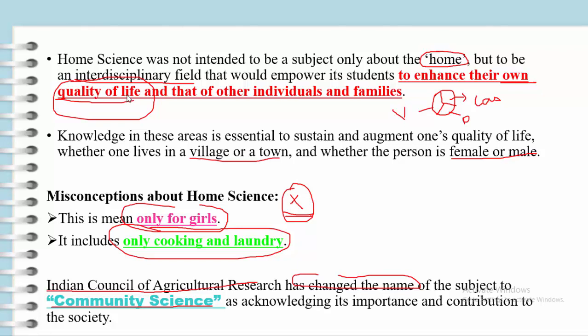The basic misconception about home science is that it's only for girls. It deals only with cooking and sewing or maybe stitching. But it is a misconception. It is for everyone. Surprisingly, in my state, that is Telangana, there is not even a single male graduate of home science, which is sad news, but I hope the scenario changes soon. Recently, the Indian Council of Agricultural Research has changed the name of the subject to community science because of its usage for the betterment of the community.